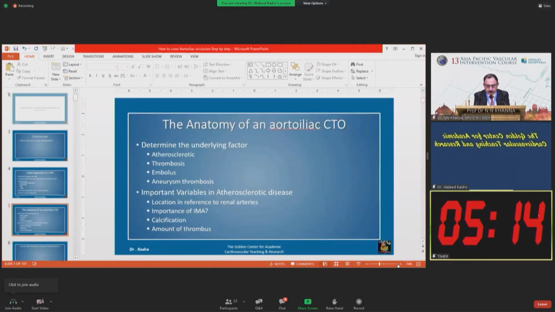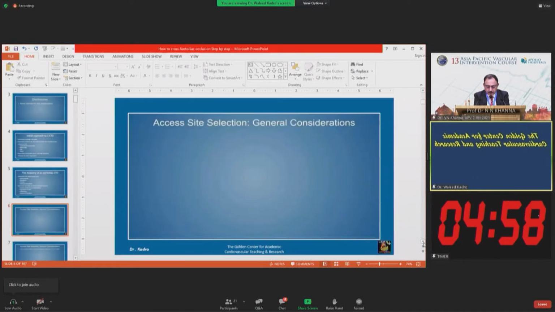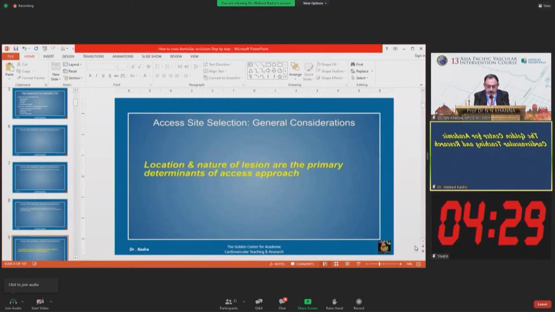Yes, sir. Okay, so the amount of the calcification and the amount of the thrombus may affect our decision on how to cross and how to finish the intervention. So for the access site selection, we have general considerations. We try to determine the access site depending on the preoperative imaging, whether there is CTA or MRA. So usually we perform angiography from the retrograde common femoral artery contralateral to the more symptomatic diseased limb. That's in the absence of pre-op imaging.